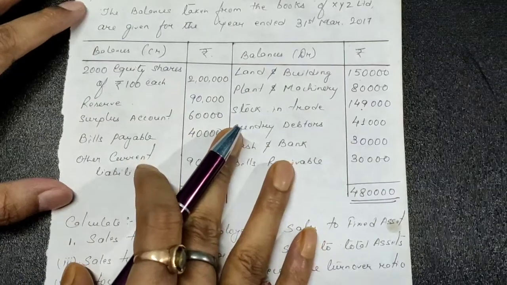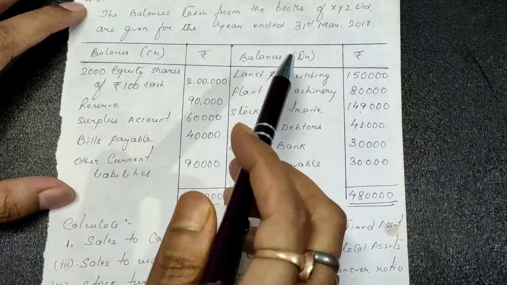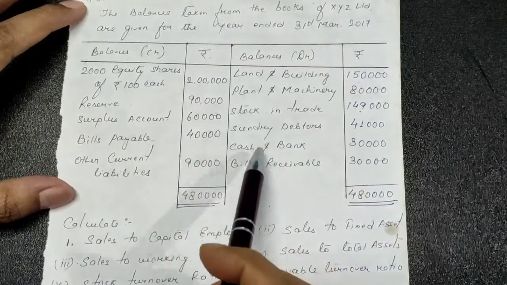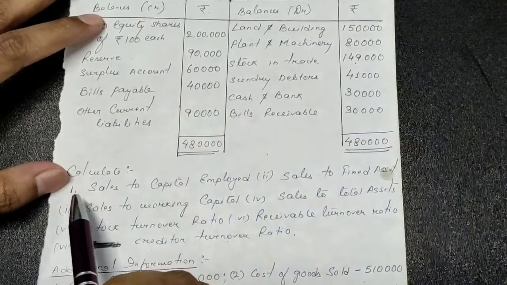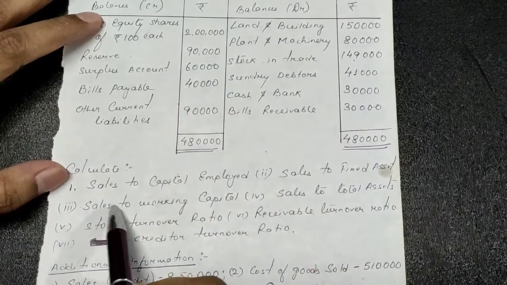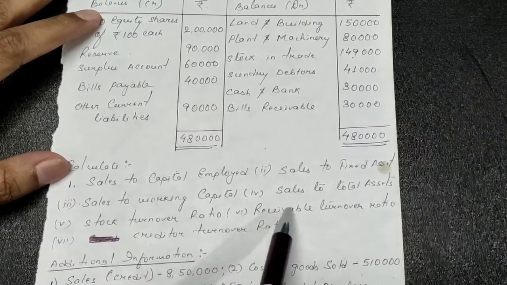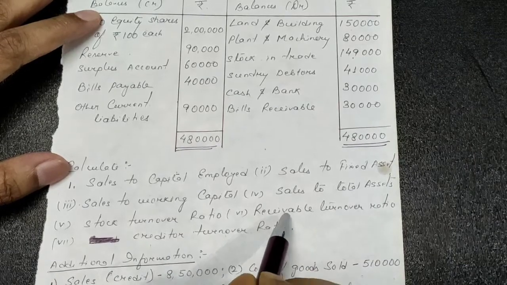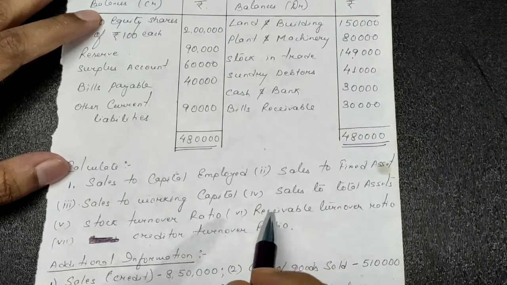So today here I am with another sum of ratio analysis. Here you can see these are the balances given, credit balances and debit balances. Basically it is a liability, these are assets. So these details are given to you, and then they have asked to find out sales to capital employed, sales to fixed asset, sales to working capital, sales to total asset, stock turnover ratio, receivable turnover ratio, and creditor turnover ratio. Receivable turnover ratio can also be called as debt turnover ratio.